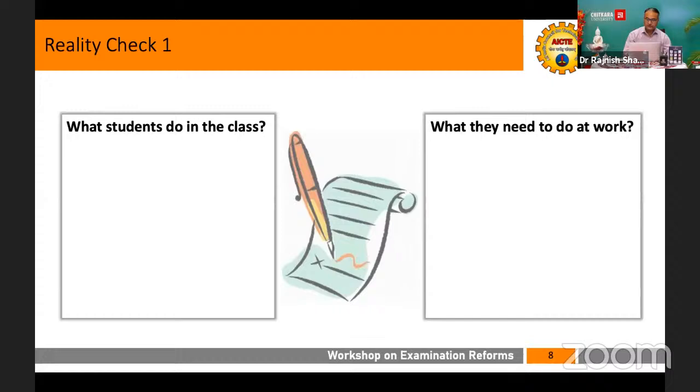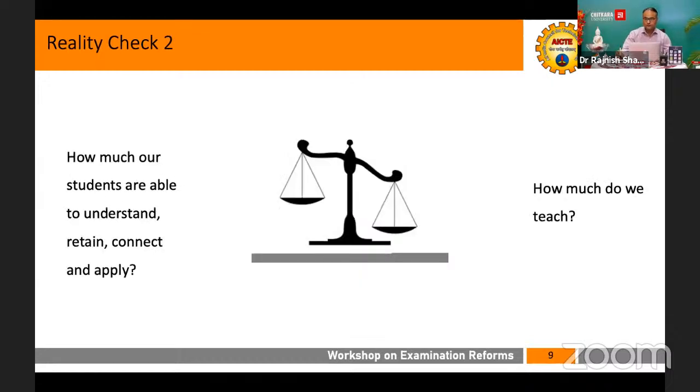Reality check number 1 was that. Reality check number 2, right? I have put a weighing scale there. On the left side, on my right side, how much do we teach? It's always more, very heavy. How much they are able to understand, how much they are able to retain, how much they are able to connect with real life, and how much they are finally able to apply. I'm very sure, again, if we give ourselves a little bit of time to think about this scenario, you will all agree with that.